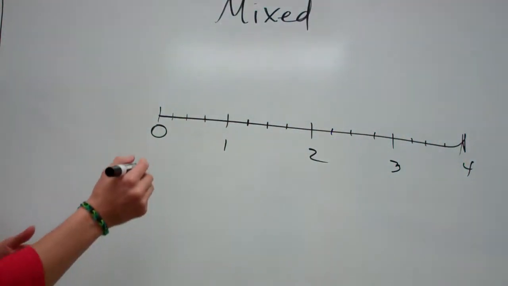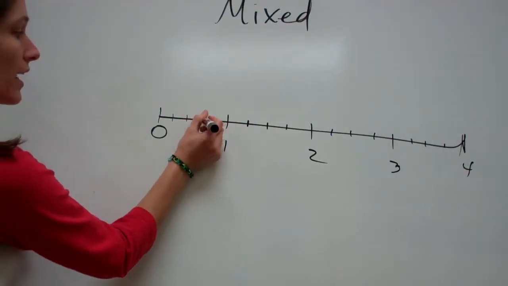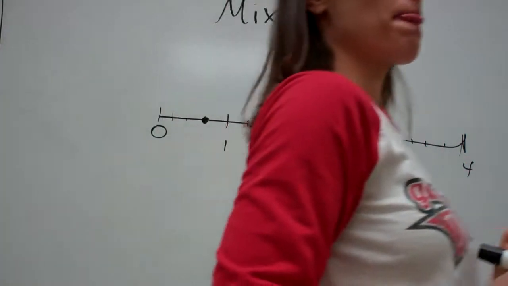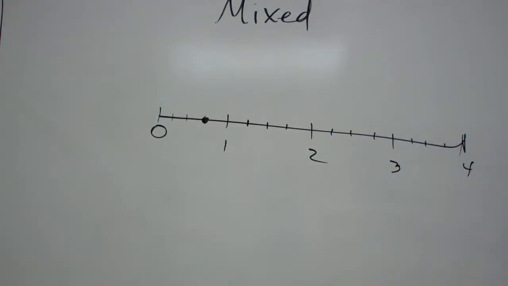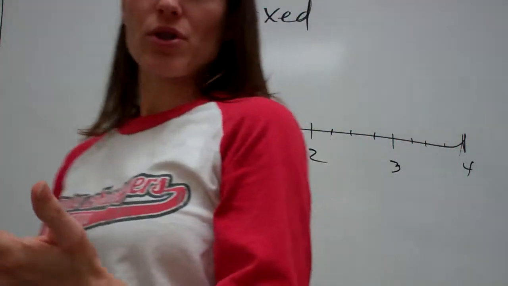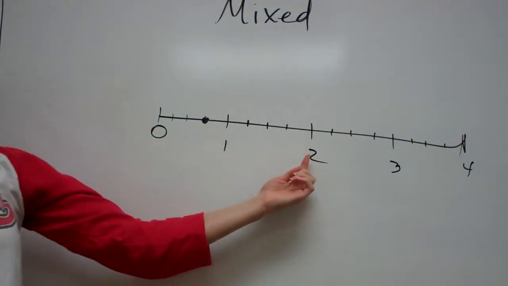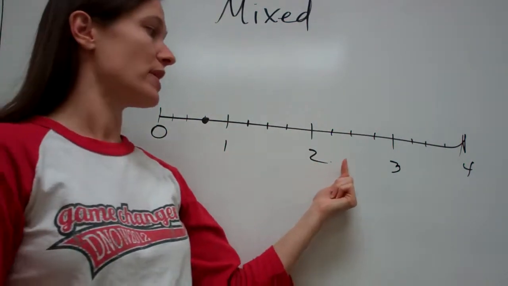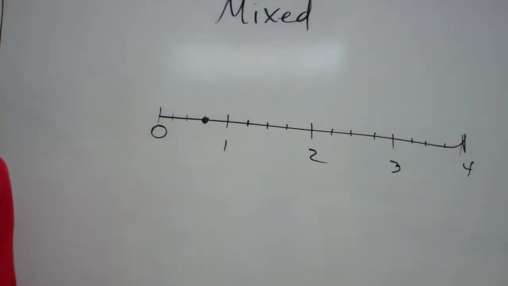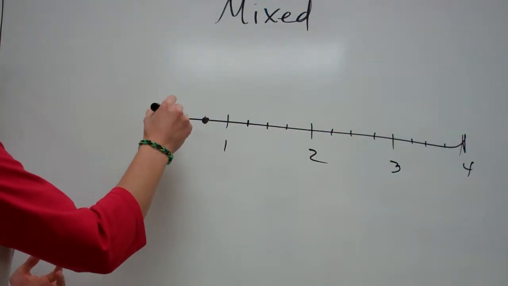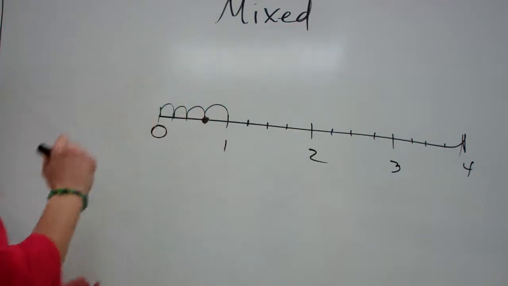The first one is right here, okay? Now, what did I tell you was the most important thing you figure out on a line graph when you're graphing a line? The most important thing you figure out first is how many jumps or units there are in between each number. So in between 1 and 2, in between 0 and 1, in between 2 and 3 and 3 and 4, how many jumps are there? Let's count. 1, 2, 3, 4.